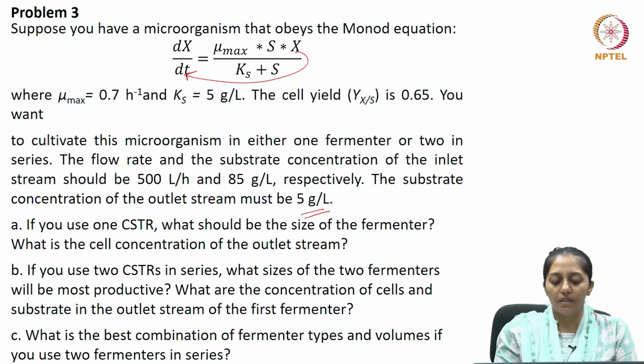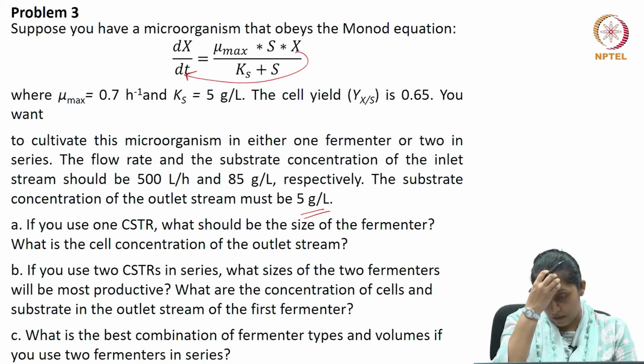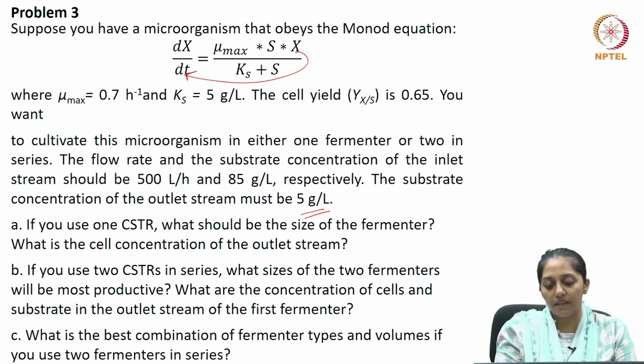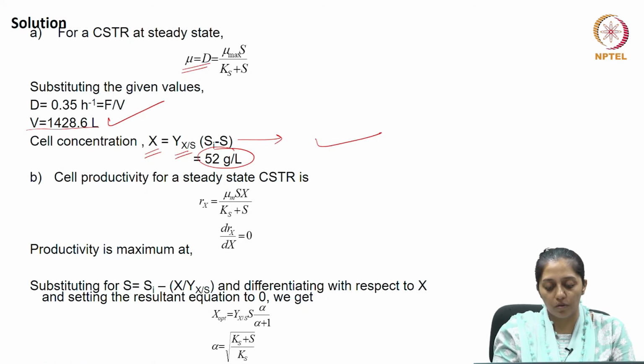Okay. So, now given is that we are using two CSTRs in series and the value of the substrate coming outside the second reactor will be 5 grams per liter, and the flow rate in each of these reactors, inlet and outlet, they being CSTRs, is 500 liter per hour. The condition is that the two fermenters should be most productive. So, which means we need to find the size of the two reactors for maximum biomass productivity. What is the concentration of cell in the outlet stream of the first fermenter is also to be determined.